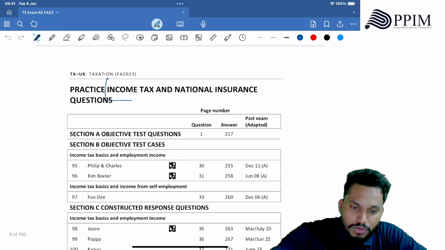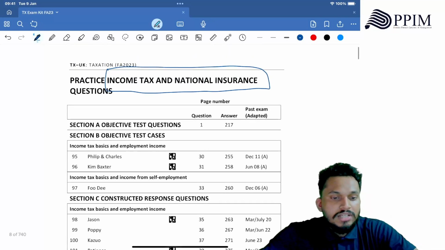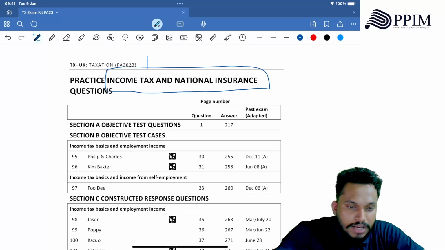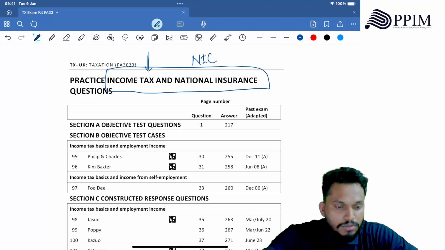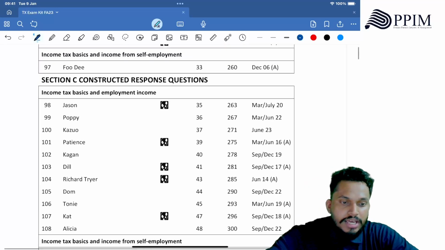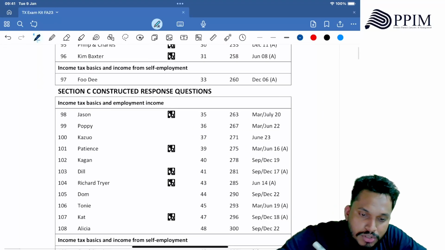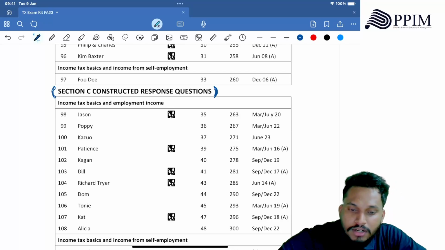We are going to look into income tax and national insurance. What are the 2 areas we are going to check? The income tax portion and NIC. What is NIC? National Insurance Contributions. So in this question, the first area that we are going to see is the structured question, the constructed response questions. So let's go to an adapted question.